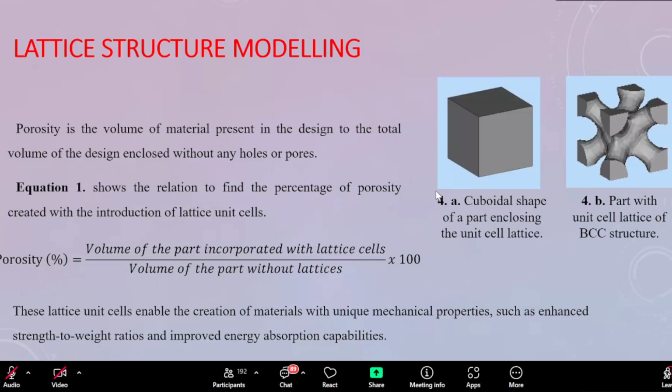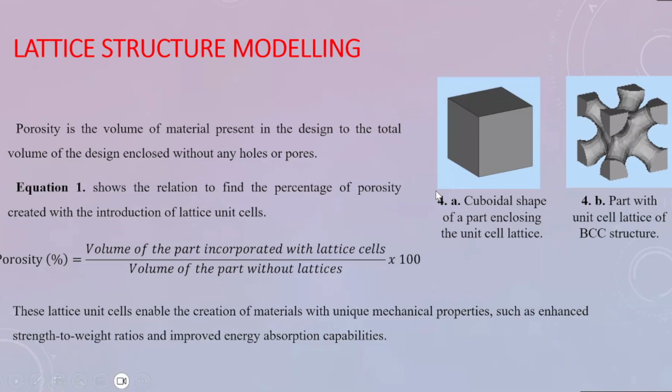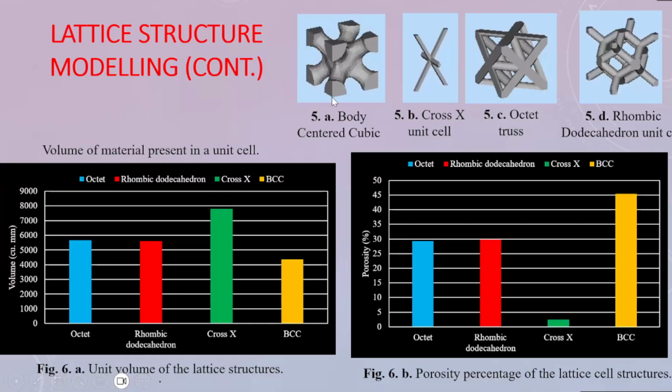To calculate the porosity percentage, say we have a unit cell in a standard shape, and this is a lattice structure with BCC. This is the volume of a part with the incorporated lattice structure. This has a lesser volume, and this has more volume. Say this is 9 and this is 10. So 9 by 10 is 90%. That gives the porosity, which we can calculate with the help of the formula given here.